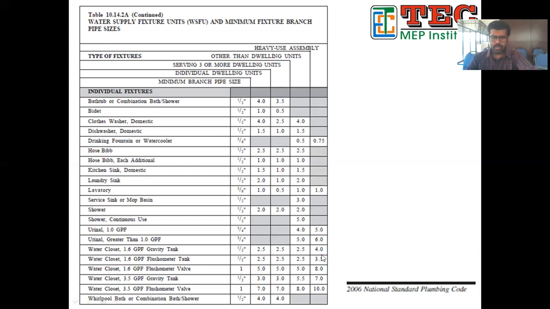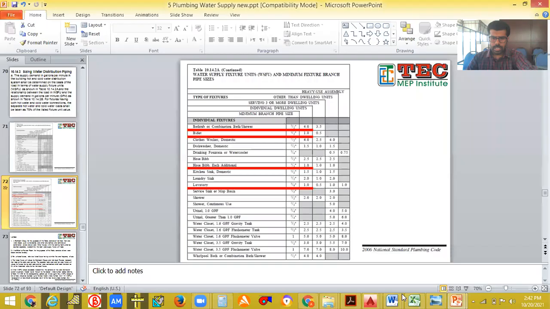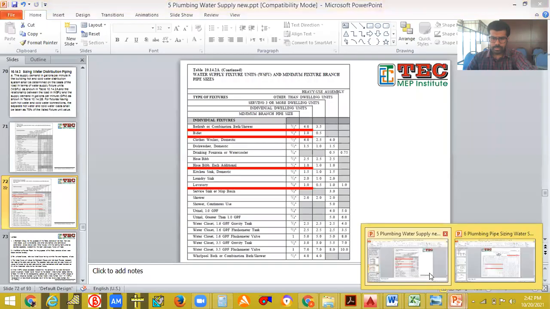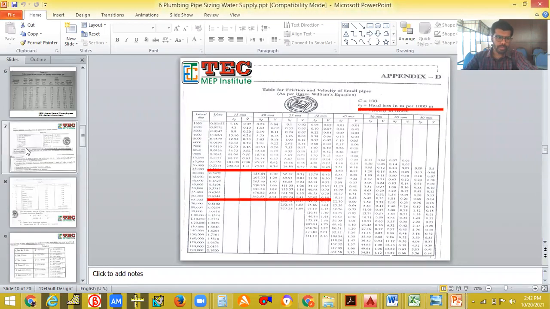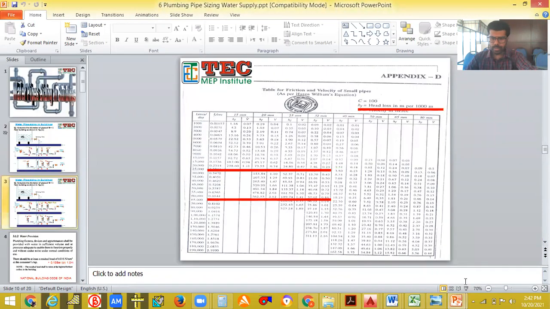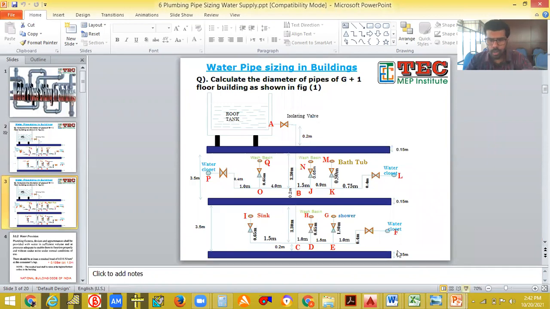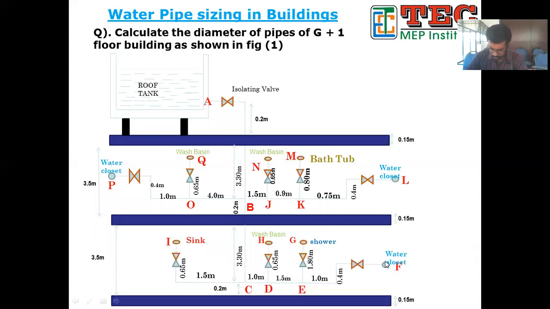So we are going to find the pipe size of EF. If you were writing, it would have been very easy for me, but now I am just explaining only, so listen to me very carefully. I am going to find the pipe size of EF.